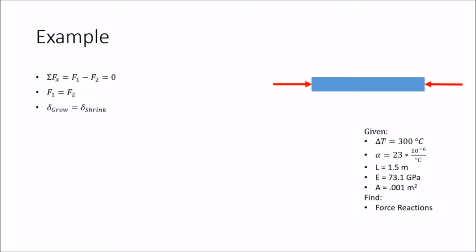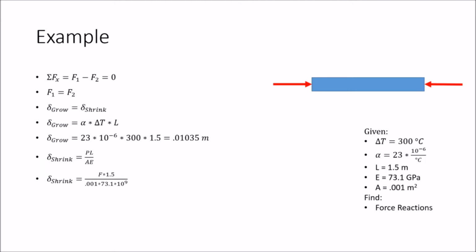We can easily calculate the delta grow because it's just the formula for thermal expansion, and that is equal to this amount. But delta shrink has a bit more involved in it because we will use PL over AE to help us find the displacement. This equation will have one unknown in it, being the force and the wall reaction required to keep the rod at a constant length.